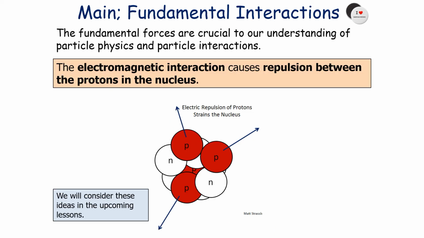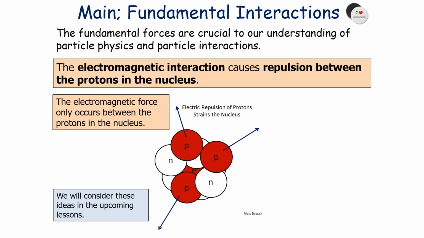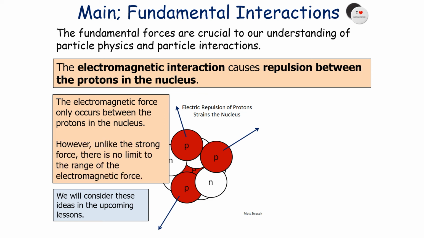So the electromagnetic interaction causes repulsion between the protons only, because only the protons are charged in the nucleus. Okay, so that's a very important idea. However, unlike the strong force, there's no limit to the range of the electromagnetic force.